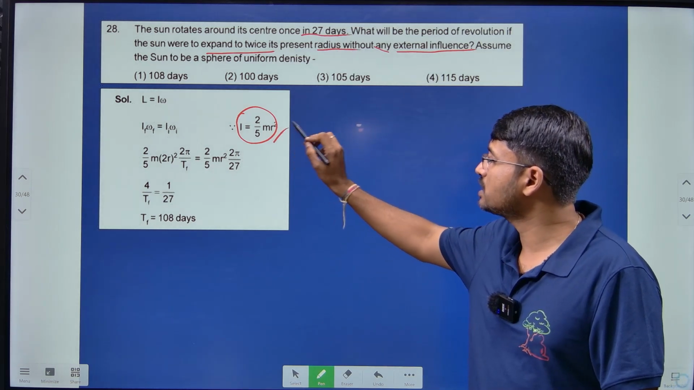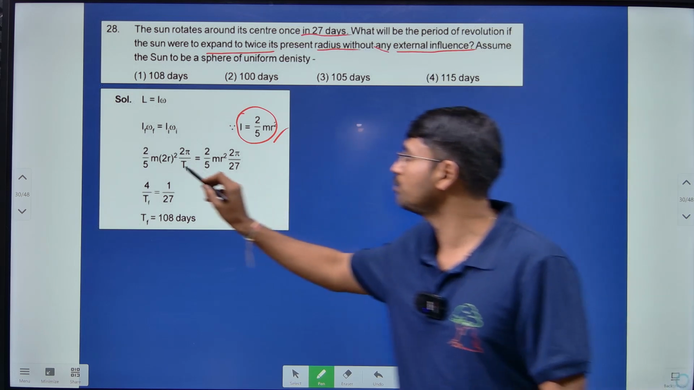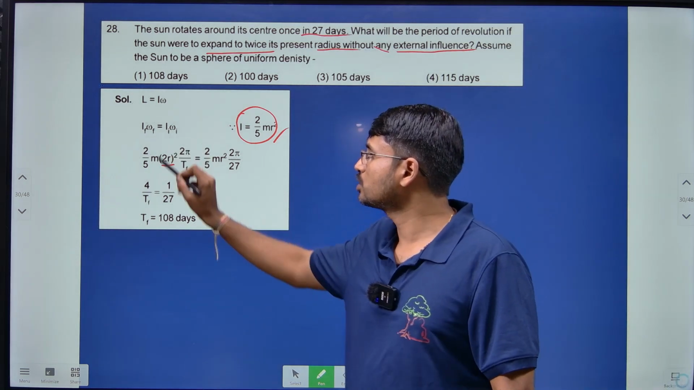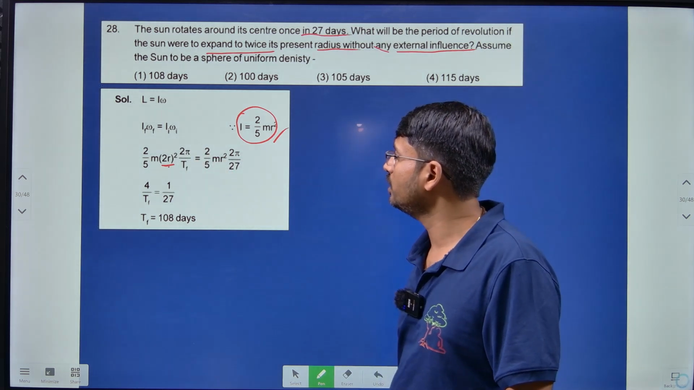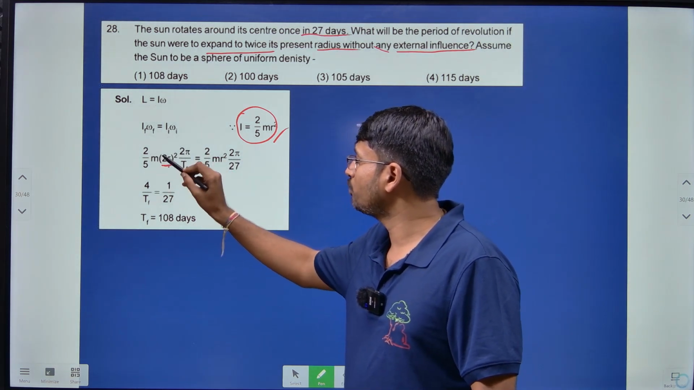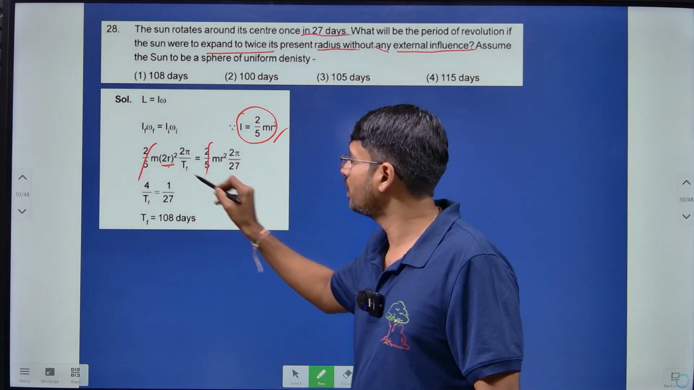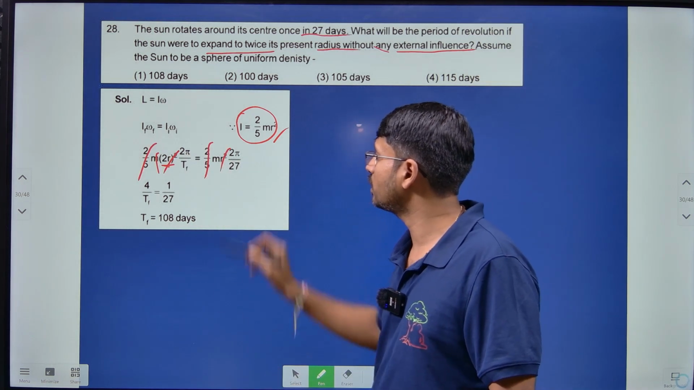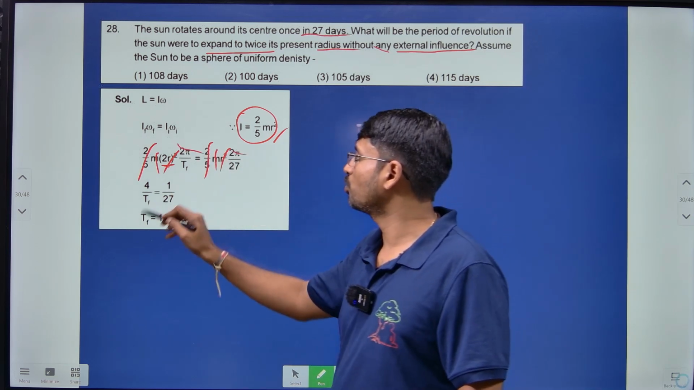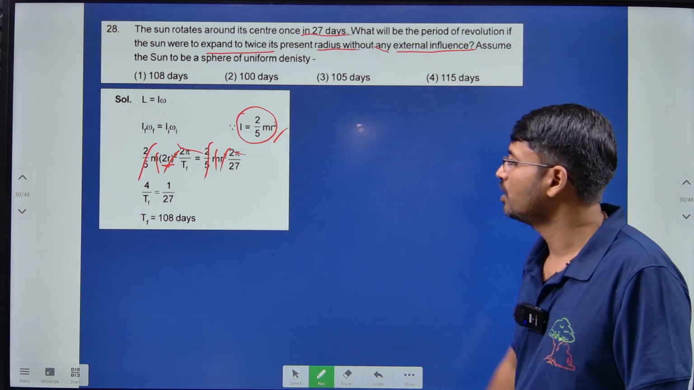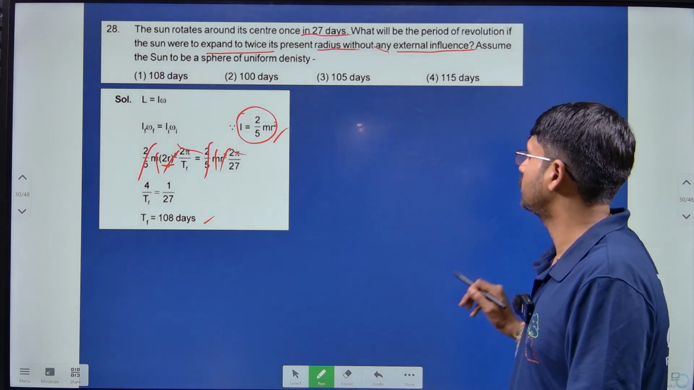If the radius is doubled, then what happens? R becomes 2r. In this particular case we are just substituting r equals 2r, and omega will be 2 pi by T. Then the 2 by 5 m r square we can cancel, and 2 pi we can also cancel. So we are just left with 4 by T equals 1 by 27. Cross multiply this, and you will get the answer as 108 days.